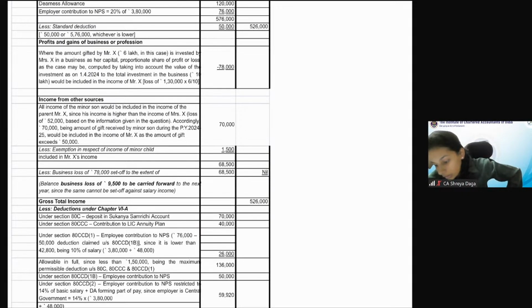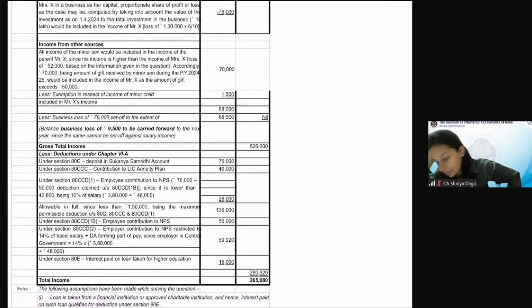Then total allowed permissible reduction under 80C, CCC and CCD1 is 1,36,000. CCD1B, you get your contribution to NPS up to 50,000. CCD2, you get employer's contribution to NPS restricted to 14% of basic salary and DA forming part because this employer is central government employer. Okay, so that has come.